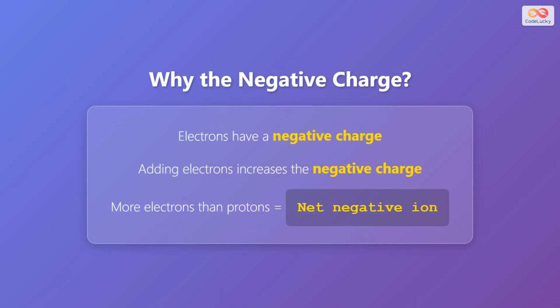Why do anions have a negative charge? The answer lies in the nature of electrons. Electrons carry a negative charge. When an atom gains electrons, it's adding more negative charges to itself. Since there are now more electrons than protons, and protons carry positive charges, the atom has a net negative charge, making it a negatively charged ion.